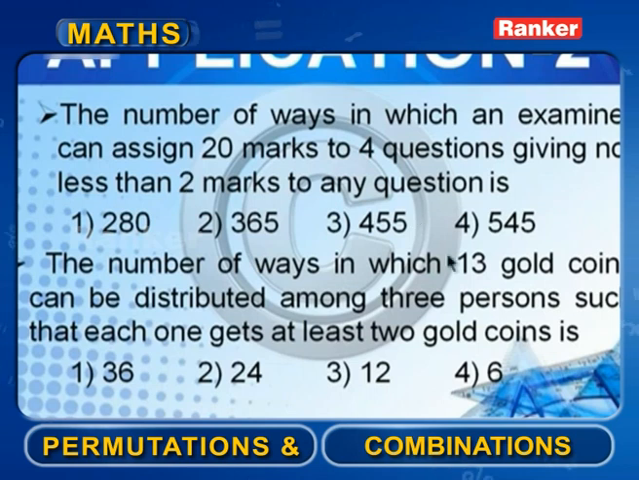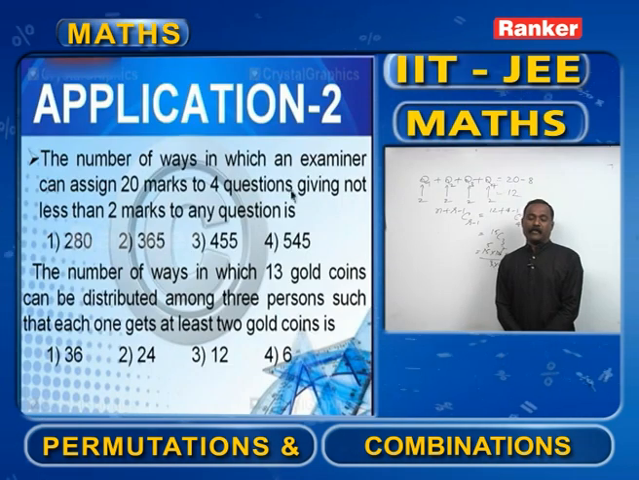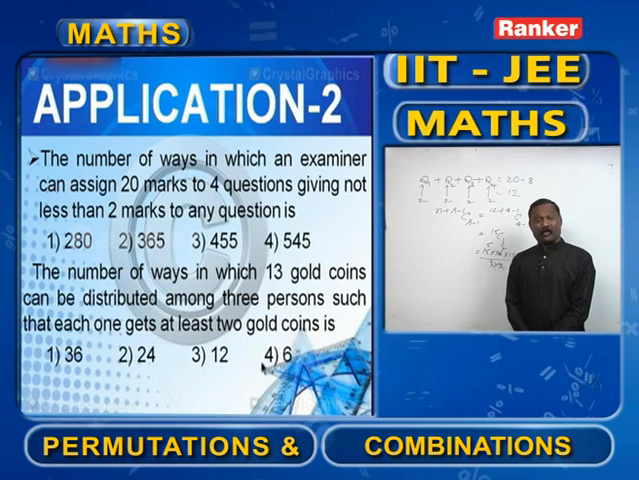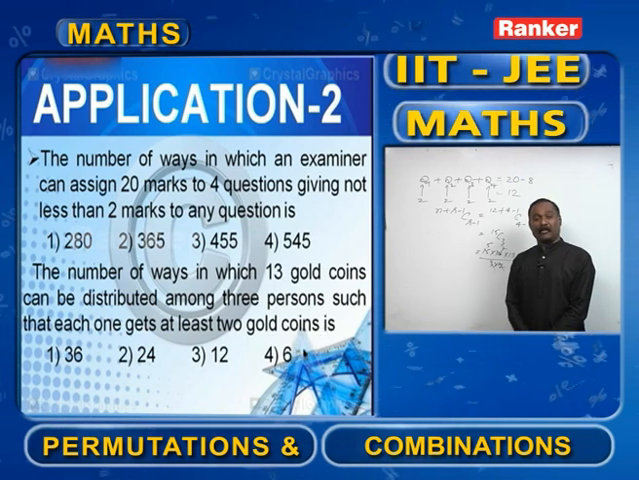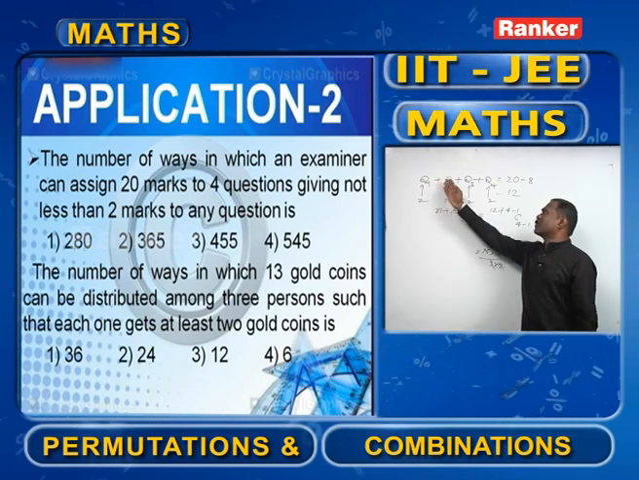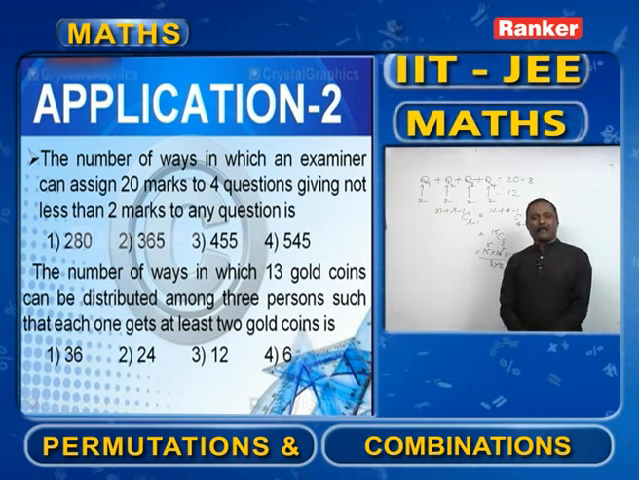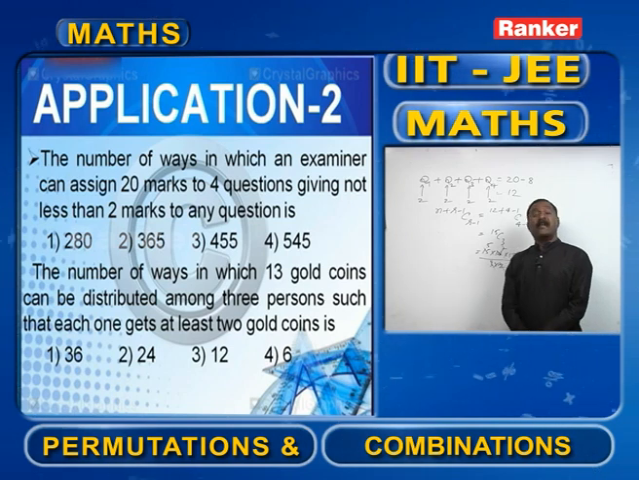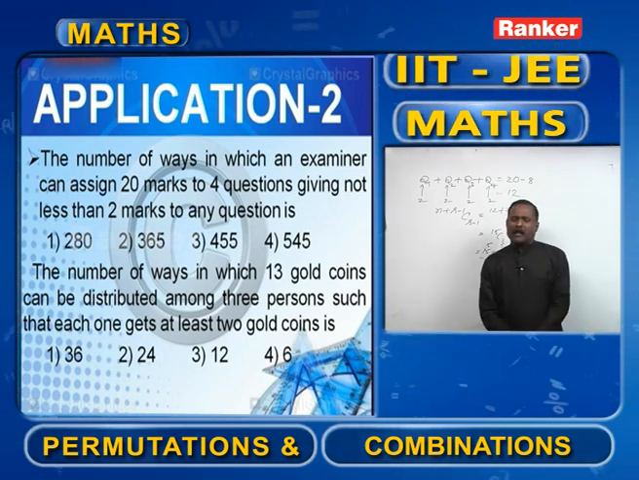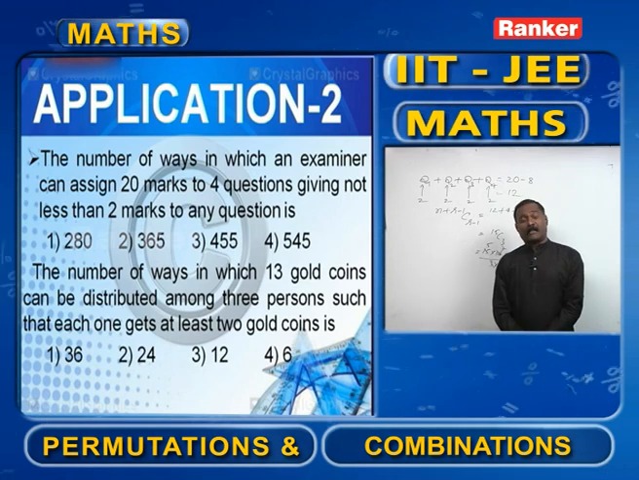The number of ways in which 13 gold coins can be distributed among 3 persons such that each one gets at least 2 gold coins. What do you do then? How many persons are there? 3 persons are there. You consider P1 plus P2 plus P3 should be equal to 13. If nothing is given, it would be simply that. But the restriction is each person must get 2 coins.